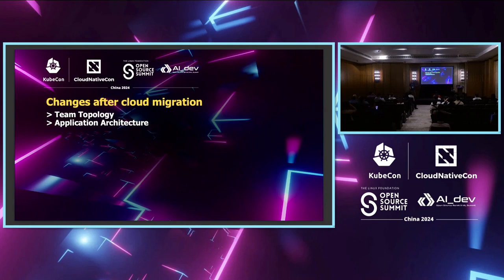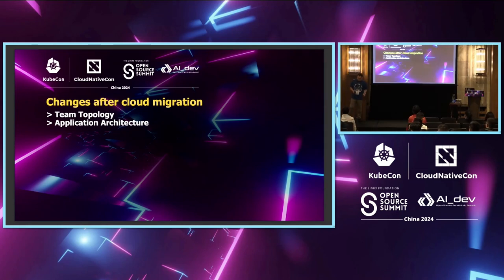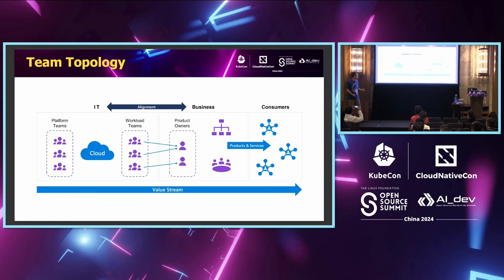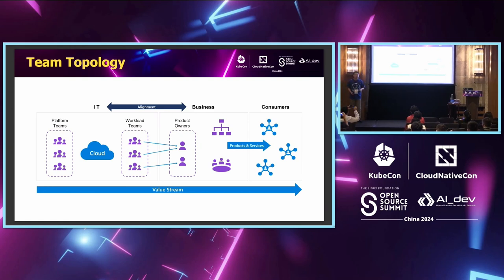After cloud migration, some things changed, from two perspectives. One is that the organization has changed. The second is that the application architecture has changed. This diagram shows the current architecture in China Merchants Bank after the cloud migration.